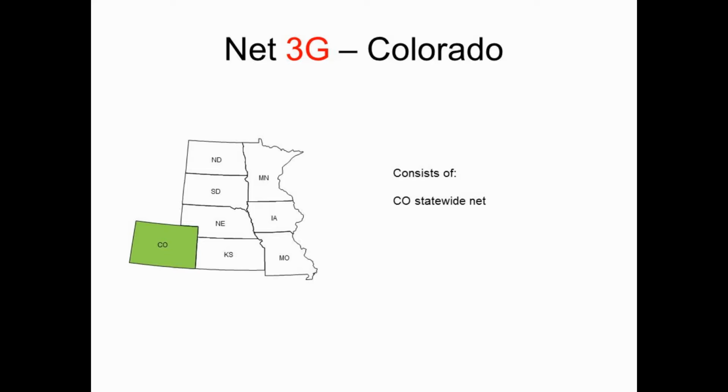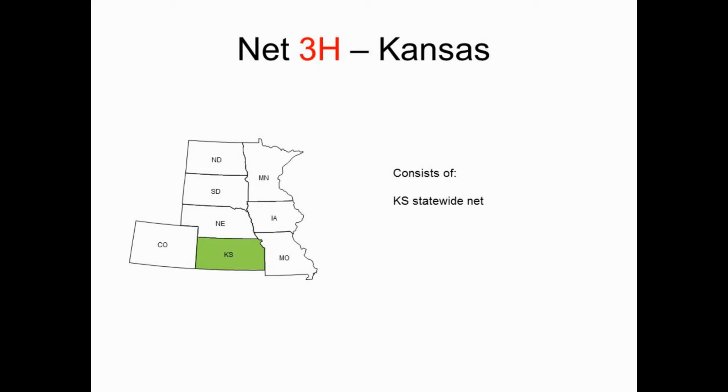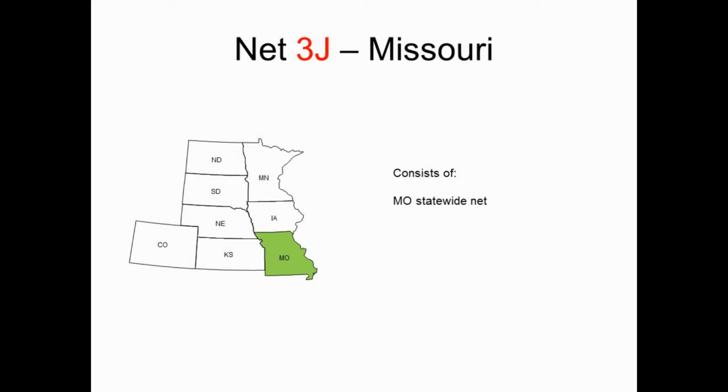The 3 Golf net is the Colorado state net. The 3 Hotel net is the Kansas state net. The 3 Juliet net is the Missouri state net.